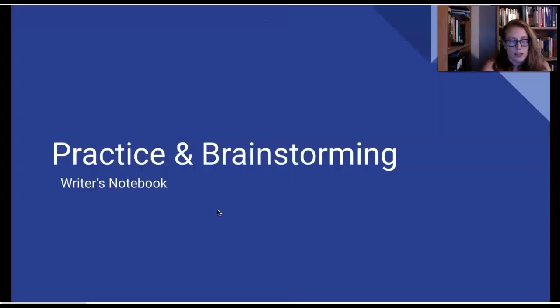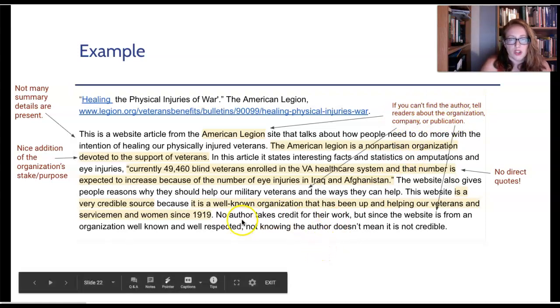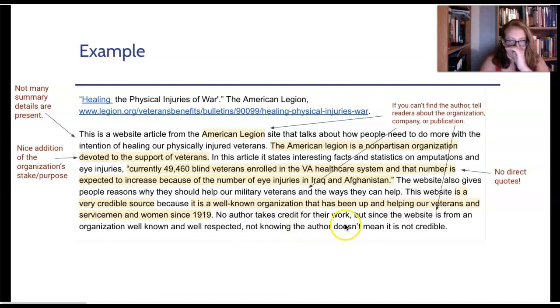You want to avoid this. Sorry, let me get back to it. No author takes credit for their work. You don't have to say that. If you can't find the author, tell readers about the organization, company, or publication. You don't have to state that there's no author. You just tell us the information that you do have.